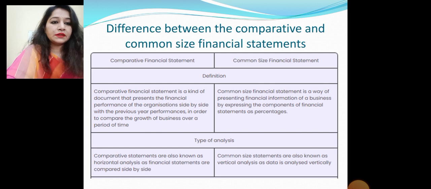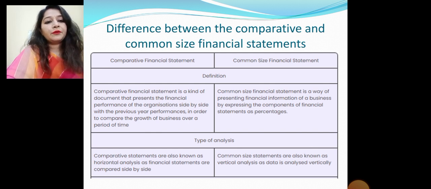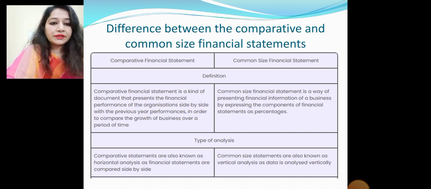Now we will discuss some basic differences between comparative financial statement and common size financial statement. Number 1, firstly I'll discuss comparative financial statement. The basic definition: comparative financial statement is a kind of document that presents the financial performance of the organization side by side with the previous year performance in order to compare the growth of business over a period of time.